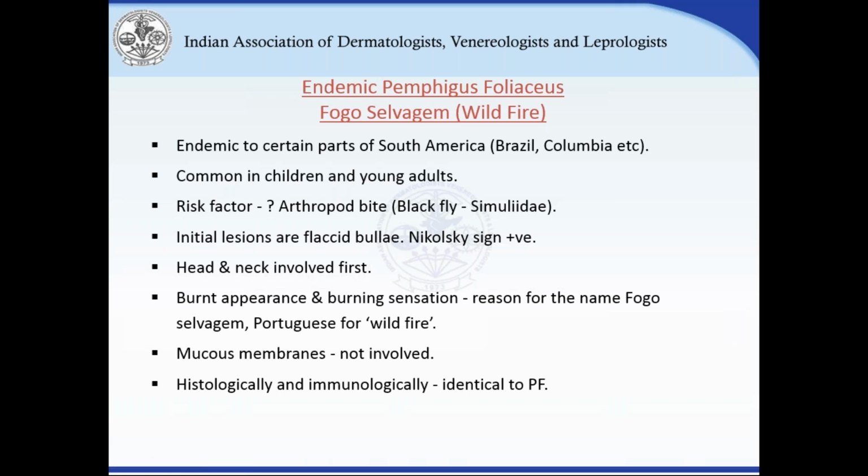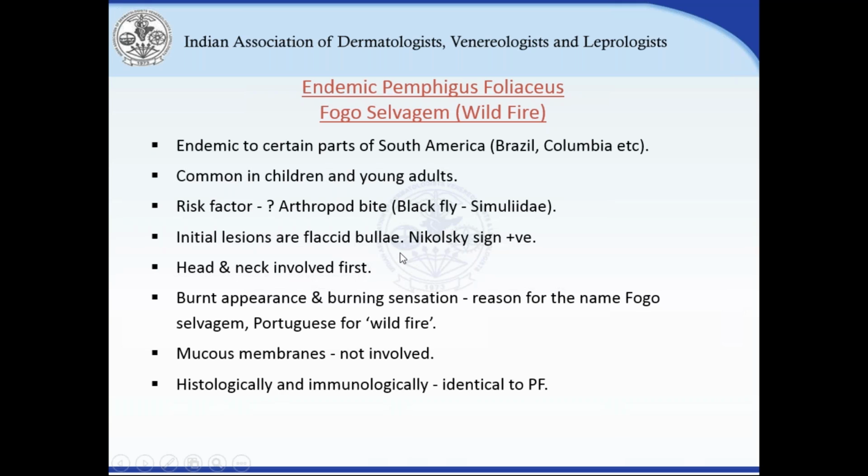Now these antibodies go and attach to desmoglein 1, and there is formation of superficial blisters that are histologically and immunologically identical to pemphigus foliaceus. Now because this was just a one time event, that is the bite of the fly followed by this, it subsides quickly, and it may occur again. Okay, it's endemic, common in children and young adults.